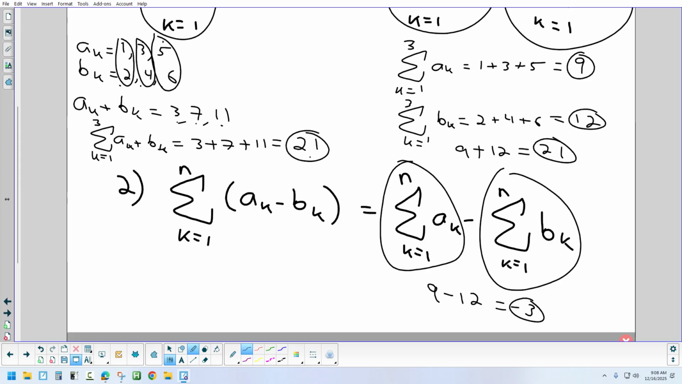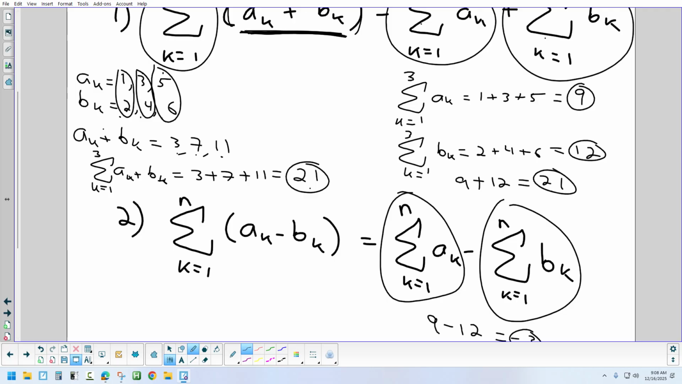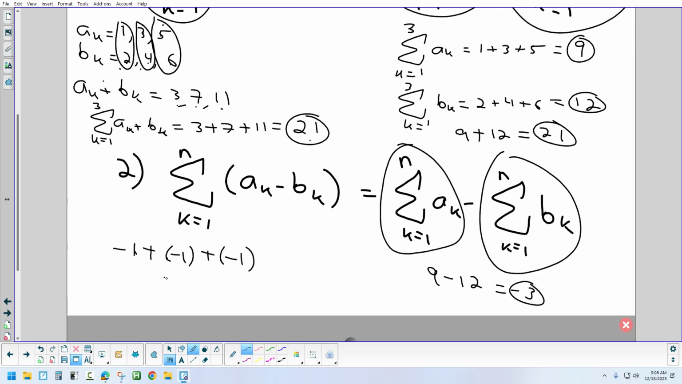If you do it the way that's on the left, you would have 1 minus 2, 3 minus 4, and 5 minus 6. What's negative 1 plus negative 1 plus negative 1? Negative 3. So it still comes out the same.